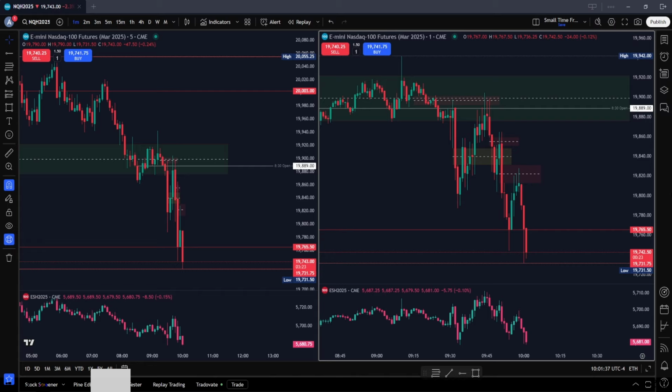The key takeaway: always wait for liquidity grabs and fair value gaps to be formed before pulling the trigger, because patience is everything.